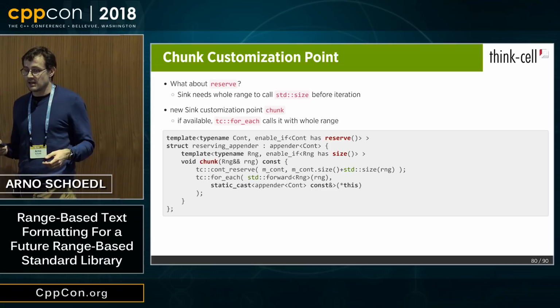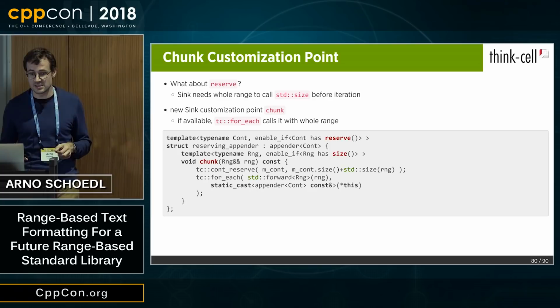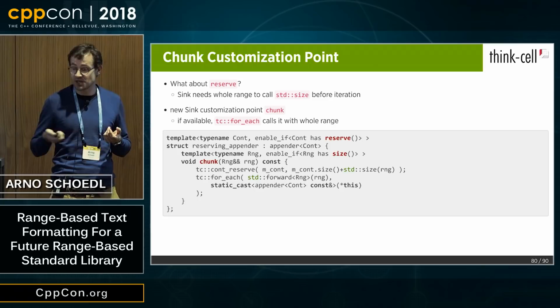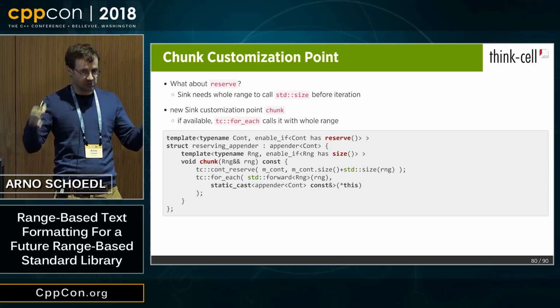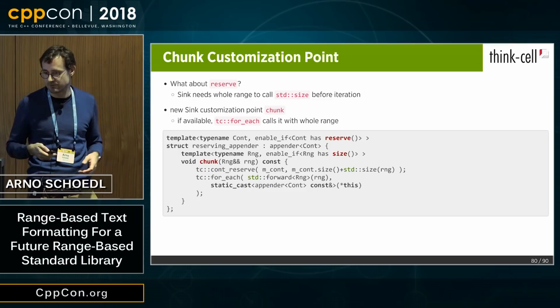And this chunk implementation of the reserving appender, which derives from the appender, so it has the regular function call operator to deal with elements, and the chunk just takes the whole range, then runs the reserve, and then just for_eaches as before. It just recursively calls for_each, but actually slices off the reserving. So if you have this huge tree of concats, then what would happen is at the first time when you can actually determine the size, you would do the reserve, and then you pass down that tree an appender that doesn't do any reserve anymore. It will just use emplace_back because you've done your reserve already. The emplace_back will just work.